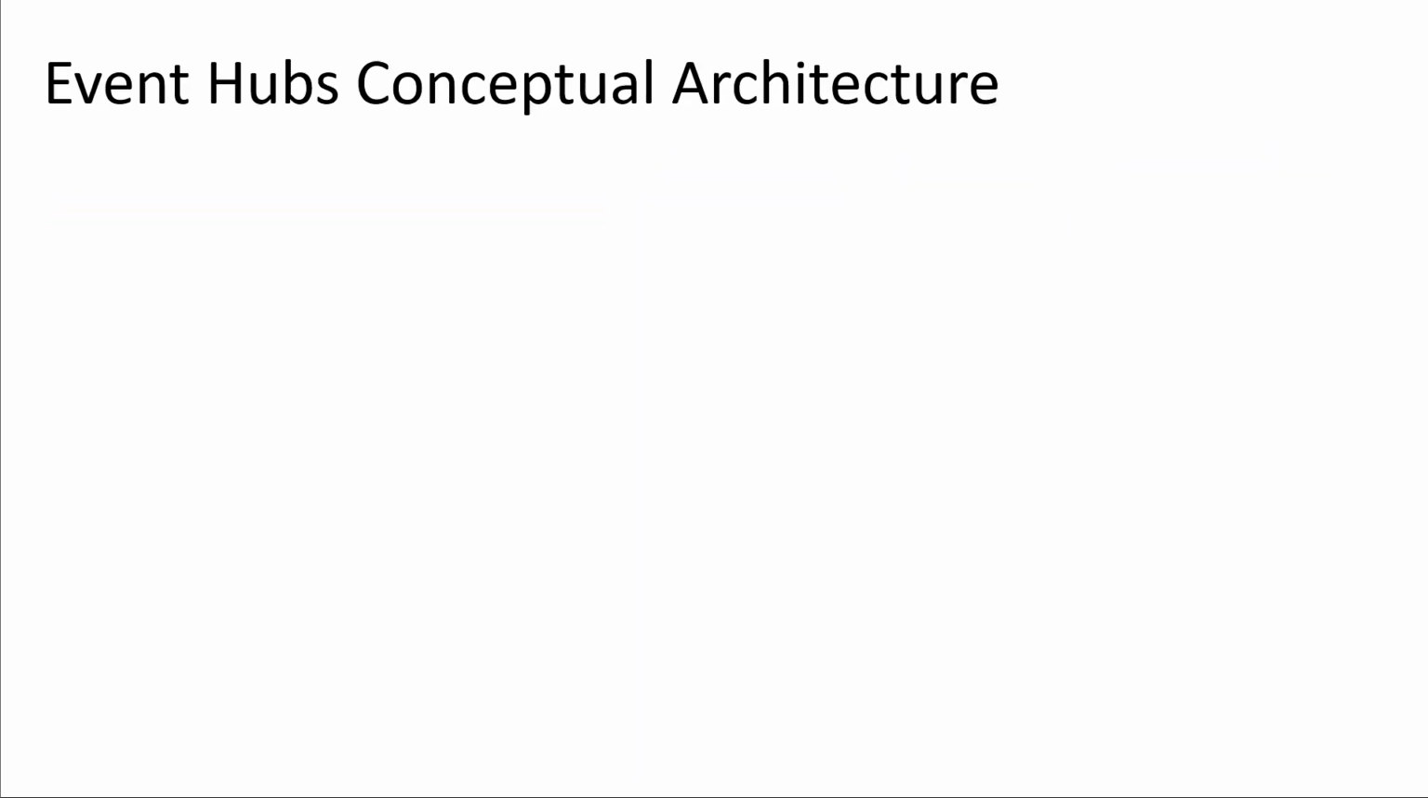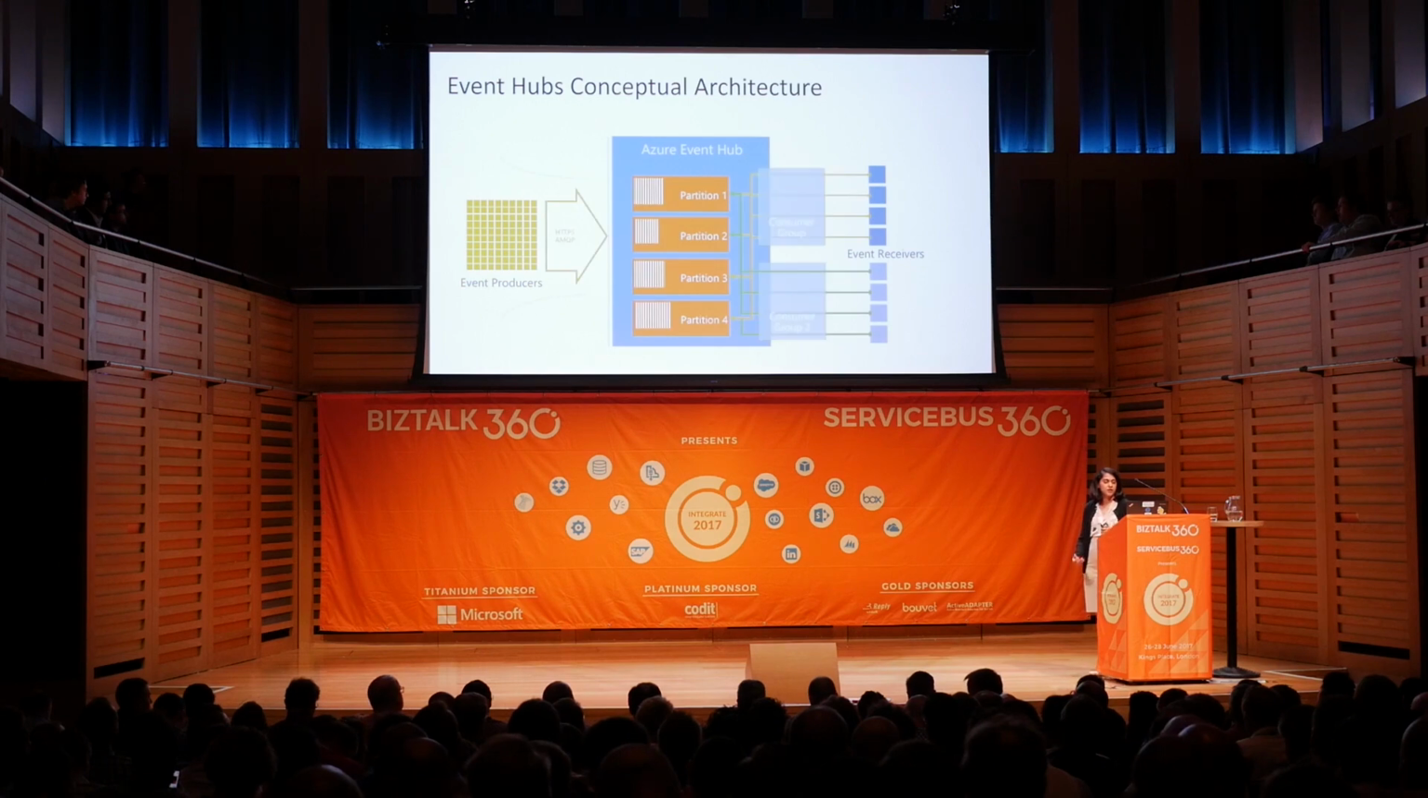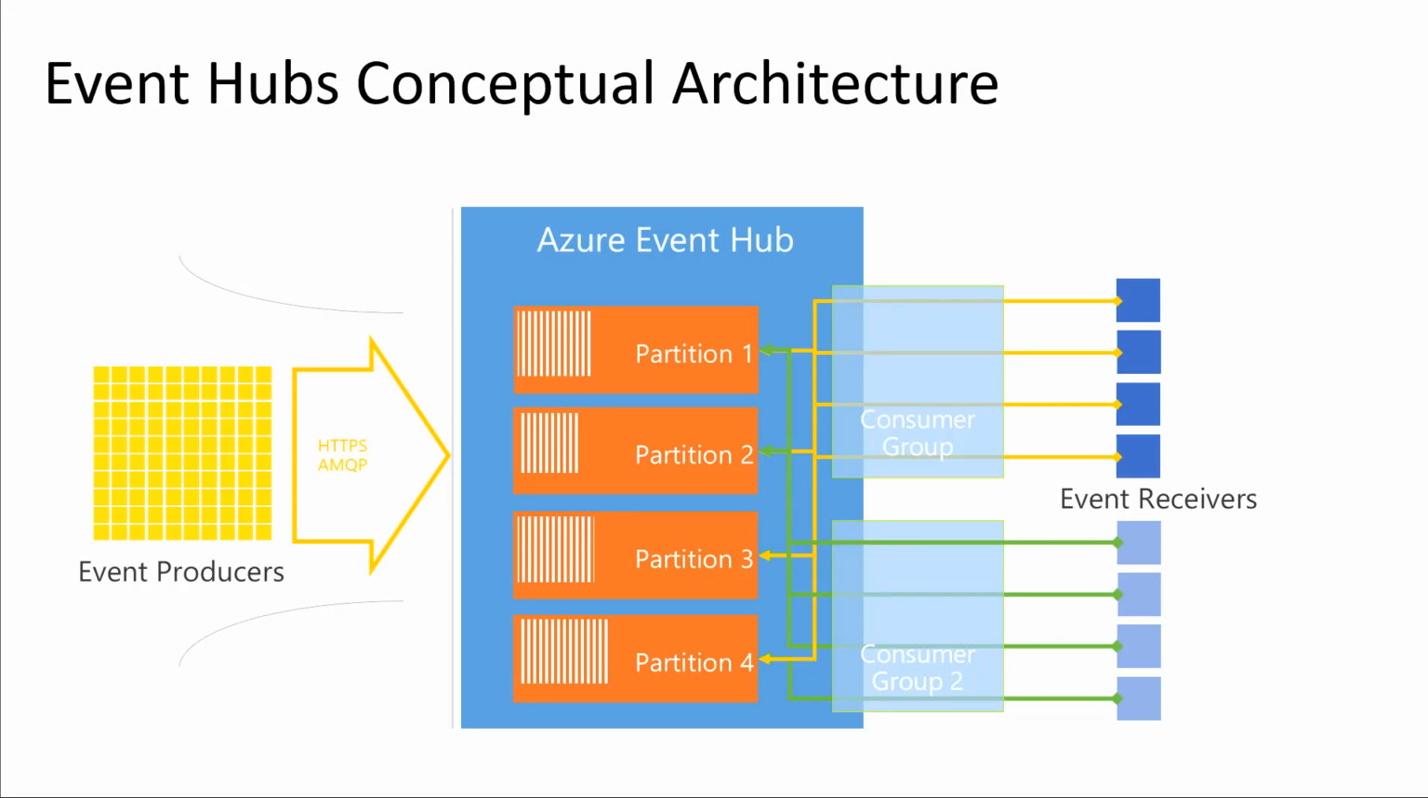Sorry for the repeated slide. Dan ran through this. This is a little conceptual architecture, and I'm going to add a little more to it. We have event producers, and we have event receivers on the other end. On that end, we use a partition consumer model, which lets you scale. That means we can have concurrent readers read from the partitions at the same time, which gives you a maximum degree of downstream parallelism.